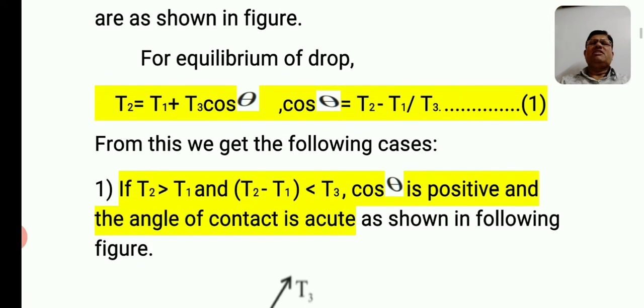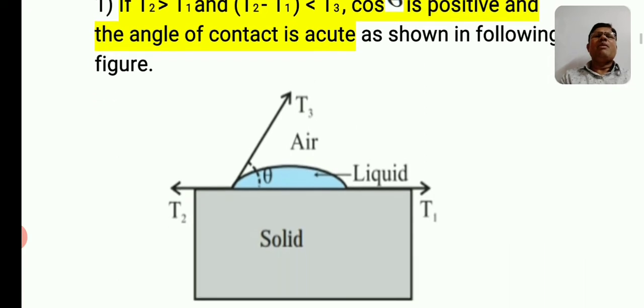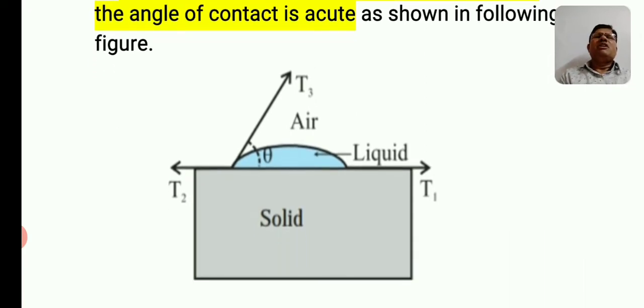So, see the first case. If T2 is greater than T1 and T2 minus T1 is less than T3, here the denominator is greater than the numerator, so cos theta is positive and the angle of contact becomes acute, because the value of cos theta is greater than 0. That's why cos theta is positive. See the following figure. Here a liquid drop is placed on the solid surface. T1, T2 and T3 are the tangential forces. There is the formation of an acute angle.